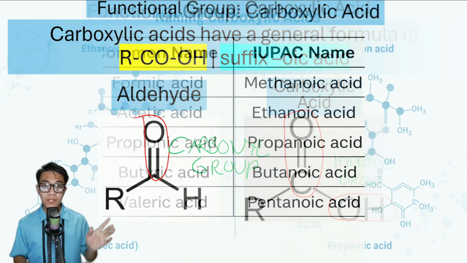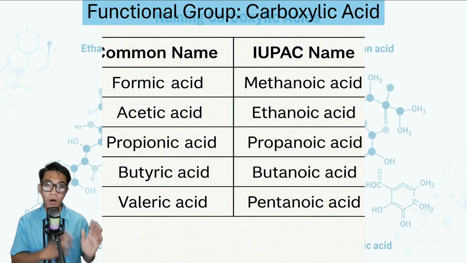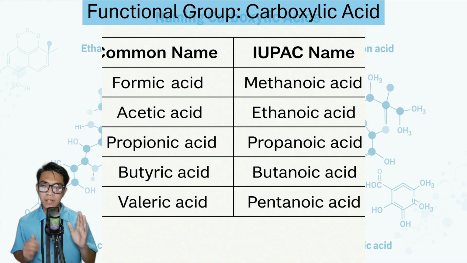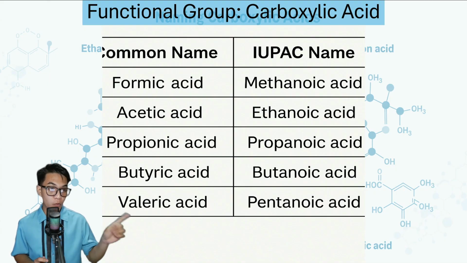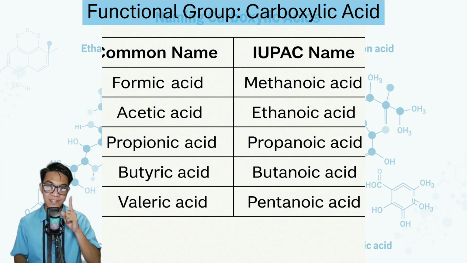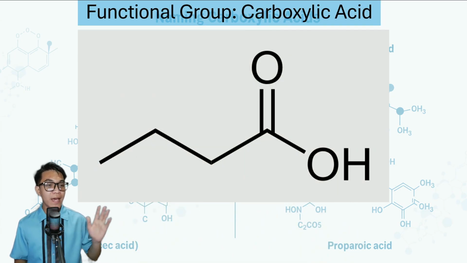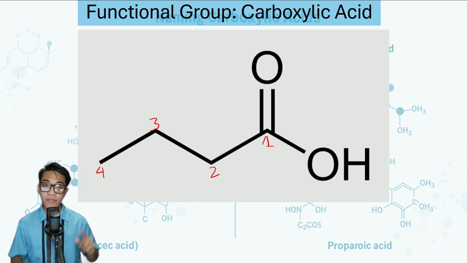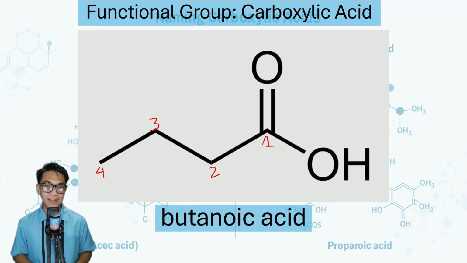So carboxylic acid has a common name and an IUPAC name, but for this lesson we will solely focus on the IUPAC naming for our carboxylic acid. And here's the first example. So we have here an organic compound that has at least 4 carbon-to-carbon bonds, and this specific carboxylic acid is named butanoic acid. So let's get to know how we derive a specific name for a carboxylic acid.